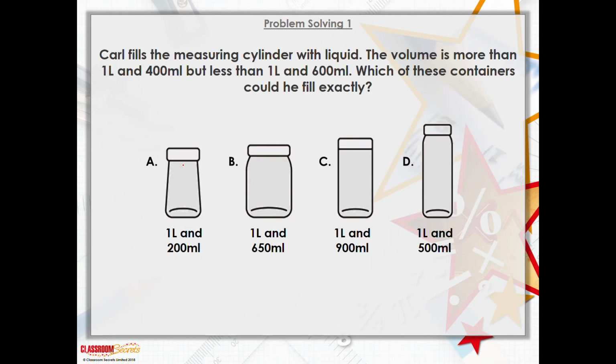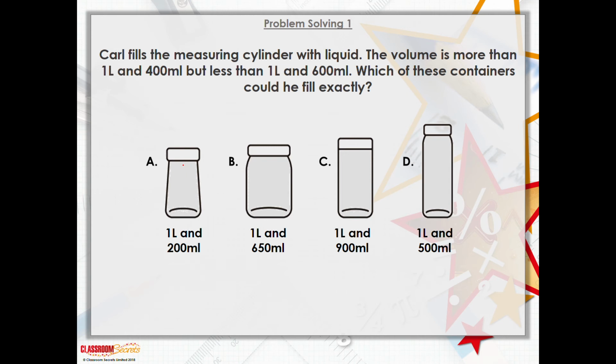And welcome back. Well done for having a go at that worksheet. So we've got our problem solving. Like always, this is where we really need to read these questions carefully so that we can apply what we've just learnt before. So Carl fills the measuring cylinder with liquid. The volume is more than 1 litre and 400 millilitres, but less than 1 litre and 600 millilitres. Which of these containers could he fill exactly?